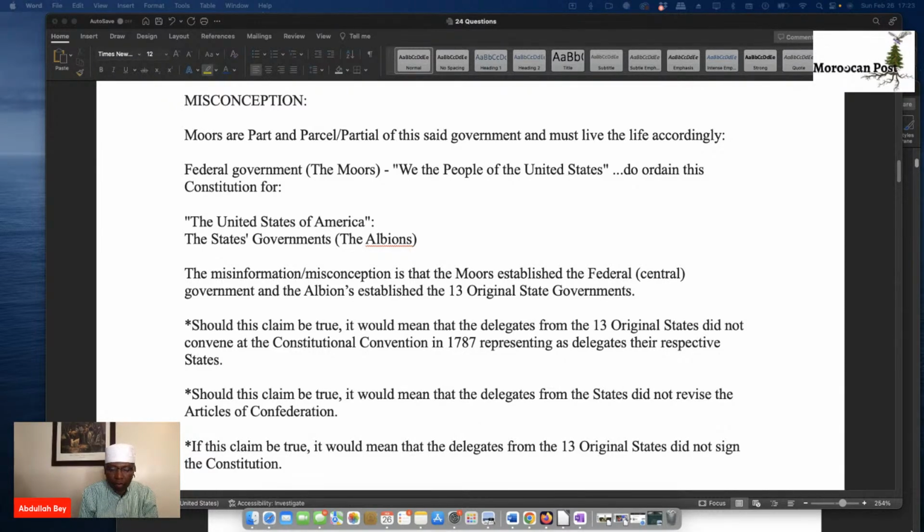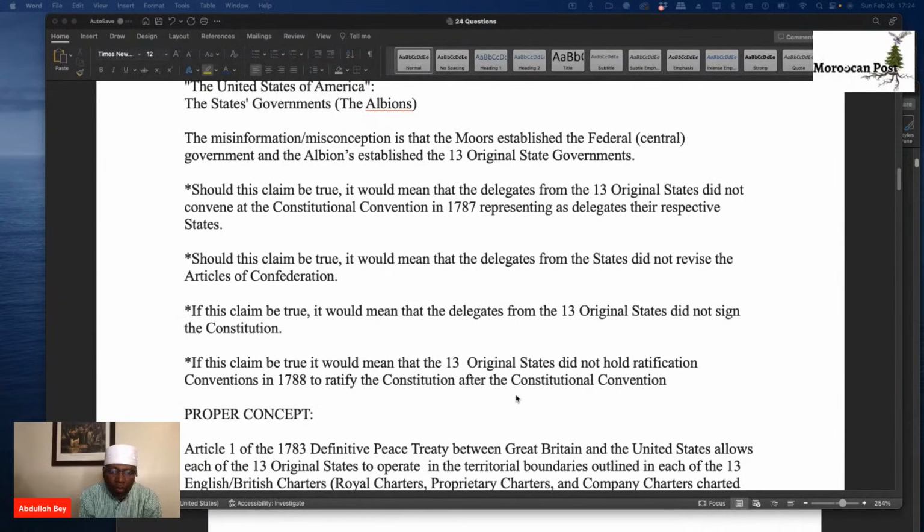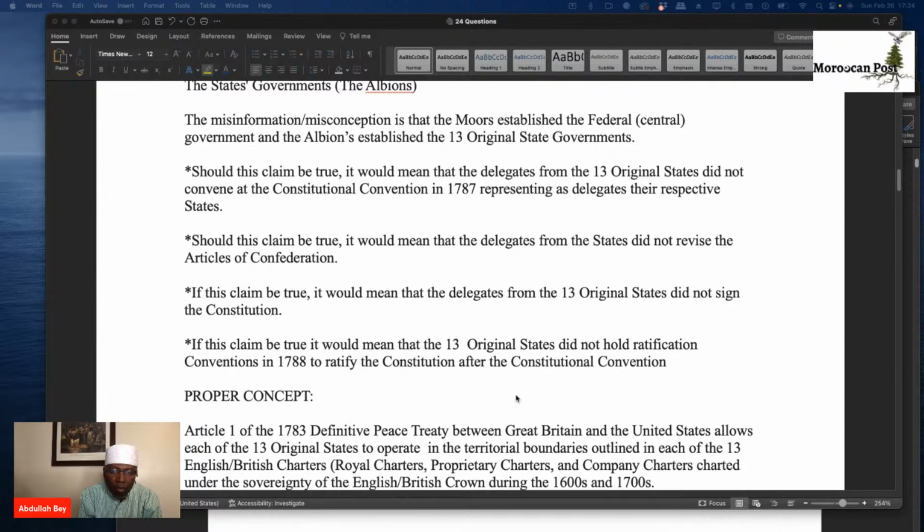I'll read that one again. If this claim should be true, it would mean that the delegates from the 13 original states did not convene at the Constitutional Convention in 1787, representing as delegates their respective states. Should this claim be true, it would mean that the delegates from the states did not revise the Articles of Confederation. If this claim be true, it would mean that the delegates from the 13 states did not sign the Constitution, which, when you go to the bottom of that Constitution, you will see all of the delegates that signed the Constitution as delegates, not as individuals, but as delegates, representatives representing each of the 13 states.